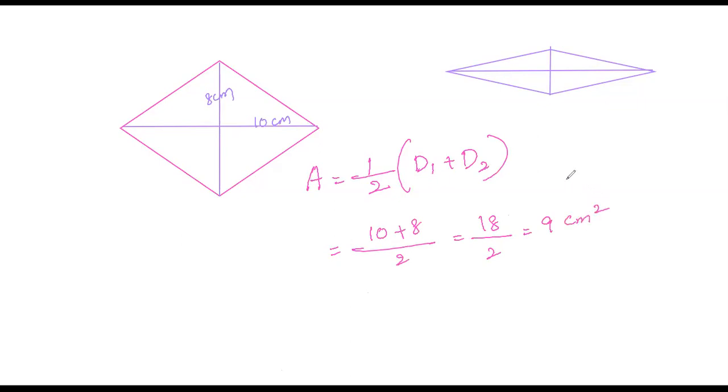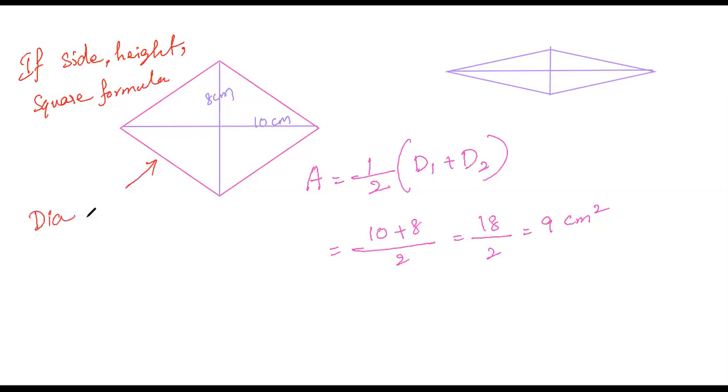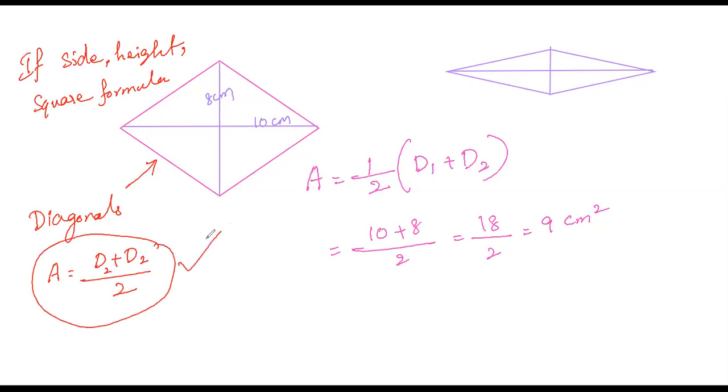You understand the answer anyway, but it is the type I am talking about. We don't know what type of questions we might get in exams. If a side length or a height is given, you use the square formula, which is side into side. If they have given the diagonals, please try to remember the formula for area: add the diagonal lengths and then divide by 2. You understand both? Great.